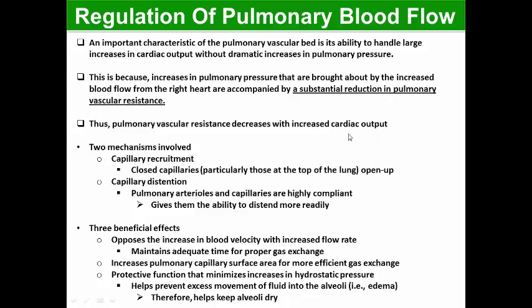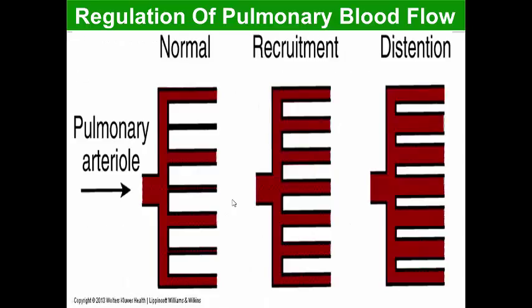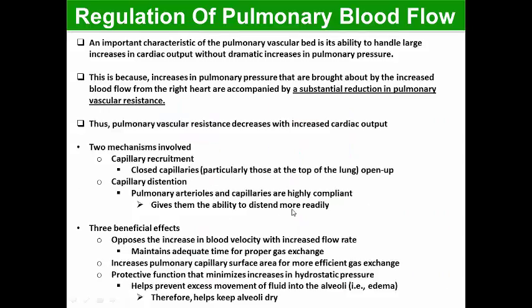And the mechanism that underlies the decrease in the pulmonary vascular resistance when the cardiac output is increased lies in two mechanisms: the capillary recruitment and capillary distension. Capillary recruitment means that the closed capillaries open up. Where do you have closed capillaries? Again, at the apex. We mentioned this. And we have capillary distension. So the pulmonary arterioles and the capillaries are highly compliant.